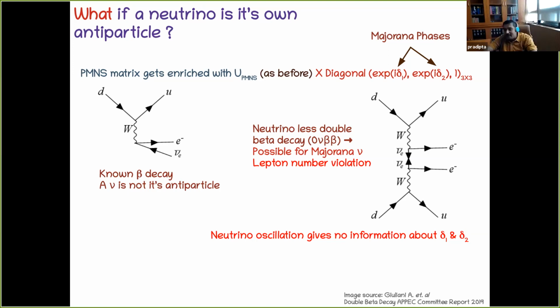So on the left side, your lepton number is 0. On the right-hand side, your lepton number is 2. So in this process, you have violated the lepton number by 2 units. That is the territory of the Majorana neutrinos. As of now, we are looking for it.